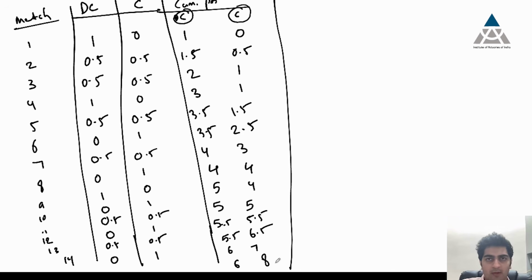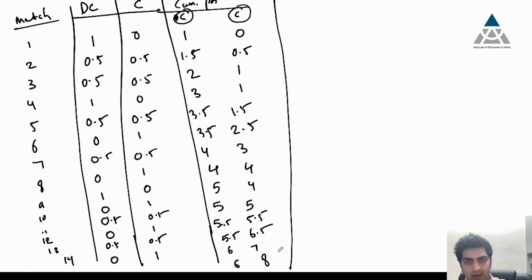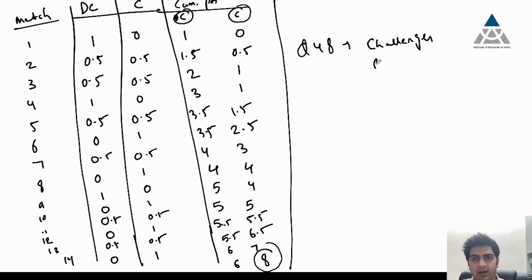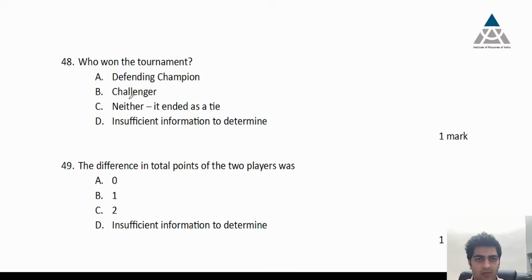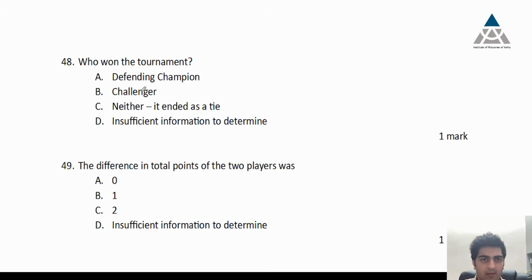Okay. So now once we are done with this table, let's try and answer the questions. Question 48 was, who won the tournament? And you can clearly see that at the end of the tournament, it is the challenger with 8 points who definitely won the tournament, 8 to 6. So the answer is option B, correct? So B is the correct answer.